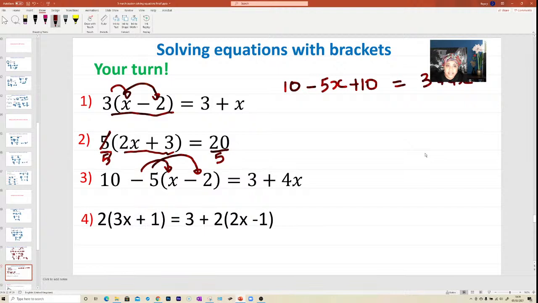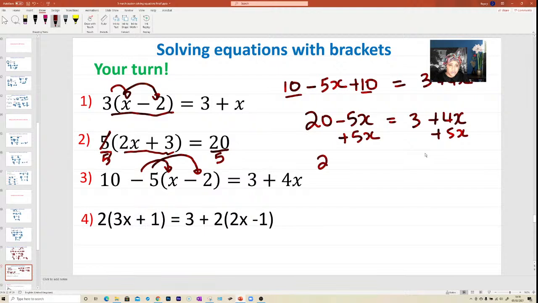Let's collect like terms. 10 and 10 can be added. So 10 plus 10 is 20. Minus 5x equals 3 plus 4x. Now before we get rid of the number, we need to look at the unknown, which is the x. In this case, the smaller one is a negative x. We're going to add 5x on both sides. Okay, so plus 5x, plus 5x. So we got 20 equals 3 plus 4x and 5x is 9x.